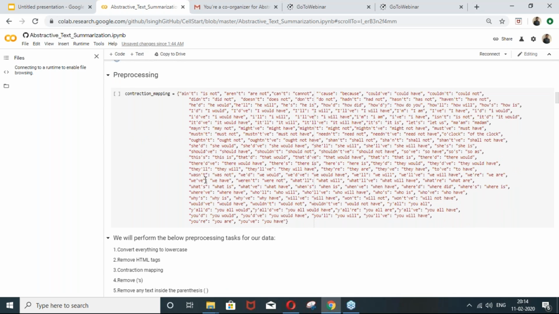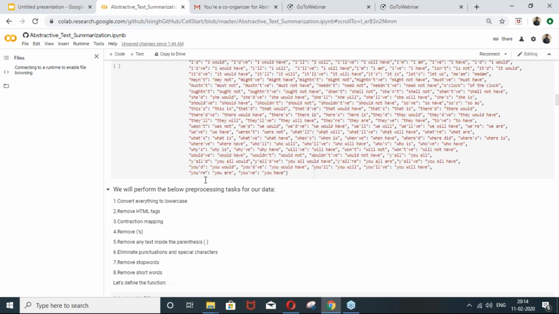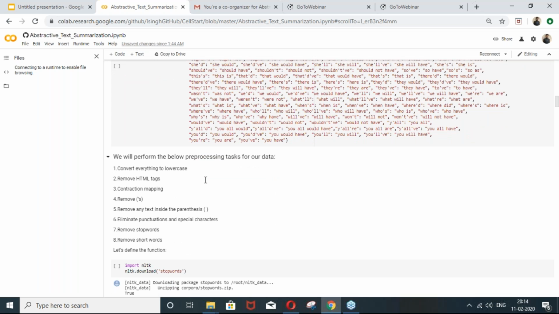Okay. And we have to pre-process the data before we do anything else. So first of all, we will try to convert everything to the lowercase level.